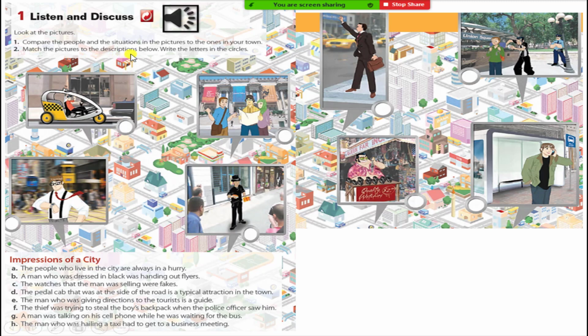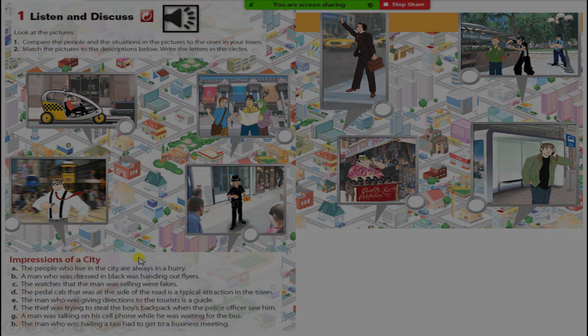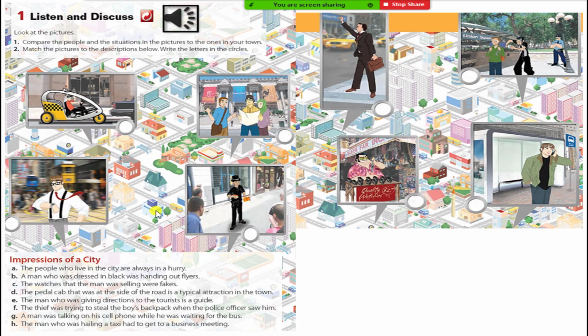Match the pictures to the descriptions below. Write the letters in the circle. هنقرأ هنا ال descriptions الوصف اللي عندنا ده ونوصل الصور بالوصف المناسب ليه. Before we listen, let's answer these questions.